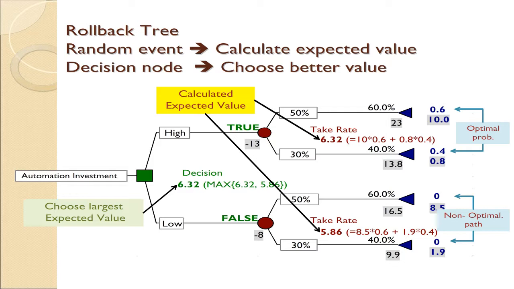But that is lower than the high investment. And as a result, since it's the non-optimal path, the probabilities that it associates with them at the end of the tree are 0 and 0. But those values are not used to calculate the expected value. And then the model chooses the maximum of 6.32 and 5.86, and the value is $6.32 million.